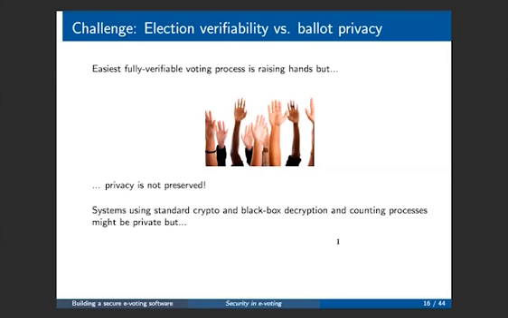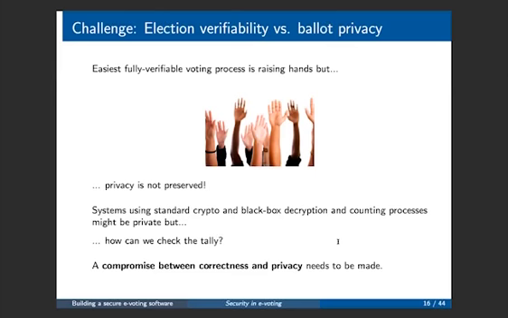On the other hand, if we want to prioritize ballot privacy, we can imagine some kind of black box system. We don't really know what's going on there. Everything is using maybe some standard crypto, but again, we don't know. We have no way of checking that that is really the case. We might say that this is private, but then of course, how do we check the tally? How can we be convinced that the tally is really correct and really reflecting the voters' intent? So this is one of the challenges, one of the compromises that we find in e-voting systems.